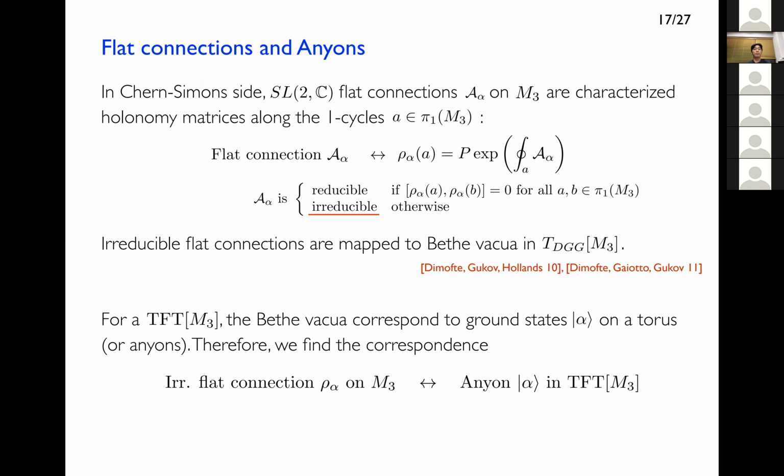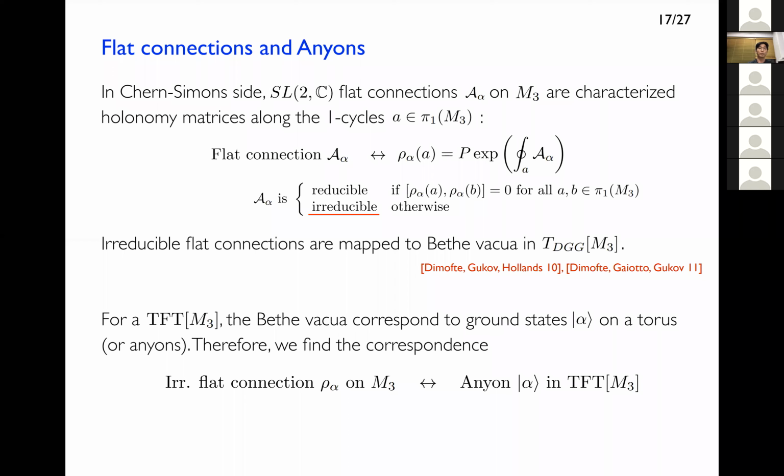Before I show you concrete examples, let me first explain the map between physics of 3D topological theories and geometry of non-hyperbolic three manifolds. Let me first introduce the map between flat connections in geometry and anyons in 3D TFTs. On the Chern-Simons side, SL(2,C) flat connections on M3 can be characterized by holonomy matrices along the one cycles in M3. So there is a map between flat connections and holonomy matrices. We will use both A_alpha and rho_alpha to denote flat connections.